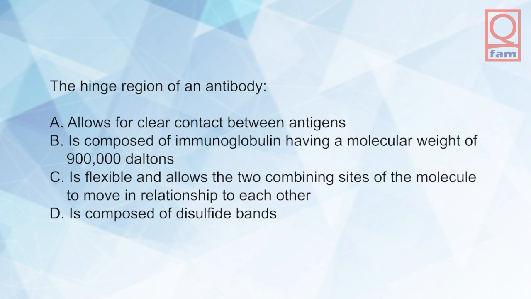The hinge region of an antibody. A. Allows for clear contact between antigens. B. Is composed of immunoglobulin having a molecular weight of 900,000 daltons. C. Is flexible and allows the two combining sites of the molecule to move in relationship to each other. D. Is composed of disulfide bonds.